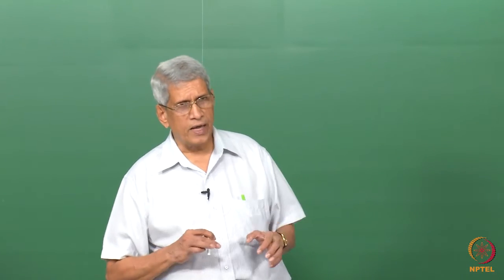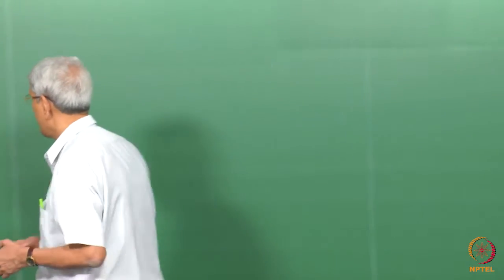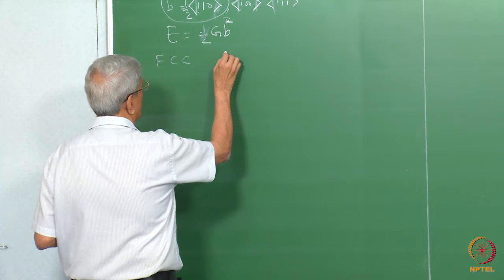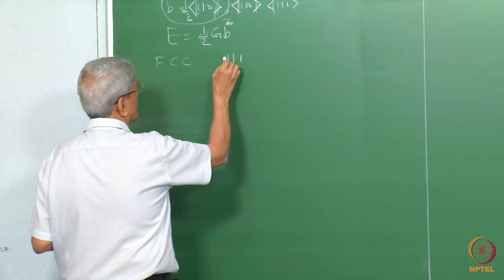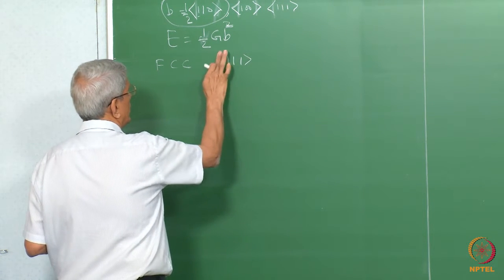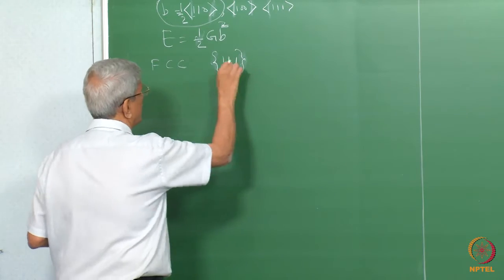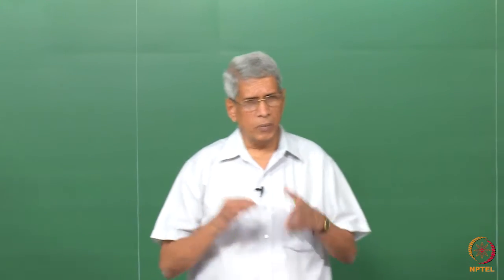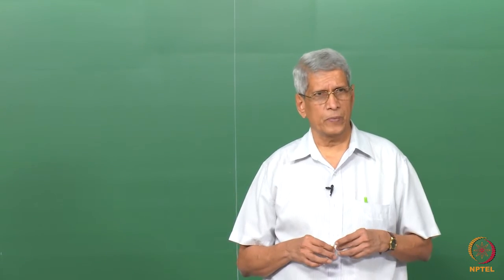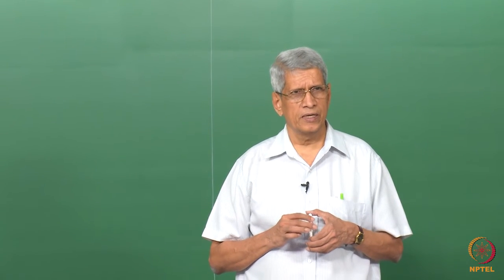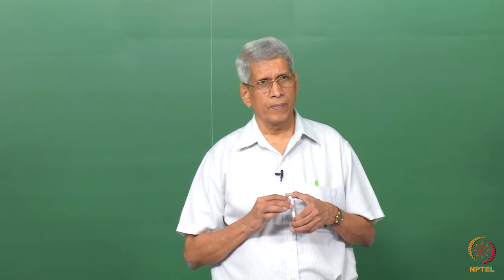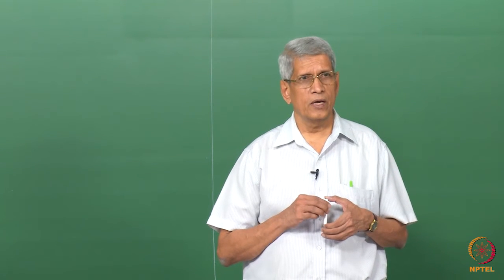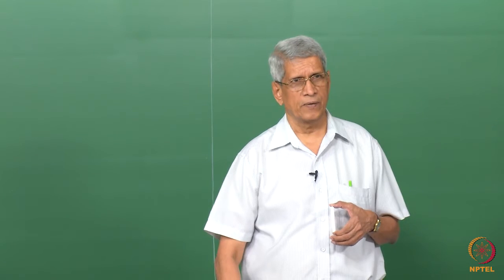On that basis, in FCC structure, {111} will be the slip plane, and this plane is called the slip plane or the glide plane. This is the plane in which the dislocation can move. So the {111} plane is the slip plane, and a/2<110> is the Burgers vector of the dislocation.